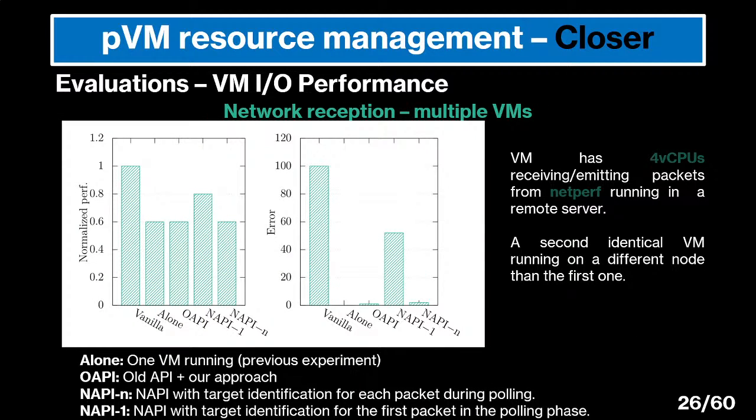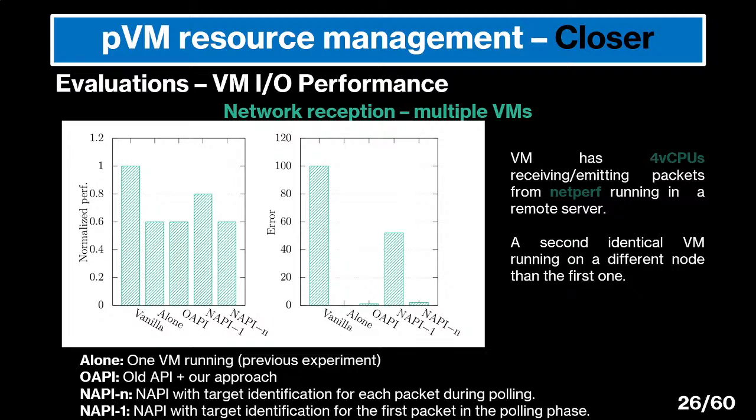We were also interested in seeing how good we are able to identify the virtual CPU where the packet should be routed. So we did the situation where we have two virtual machines that are running NetBev, and we were interested in seeing how good we are able to identify the target virtual machine. So we compared three approaches.